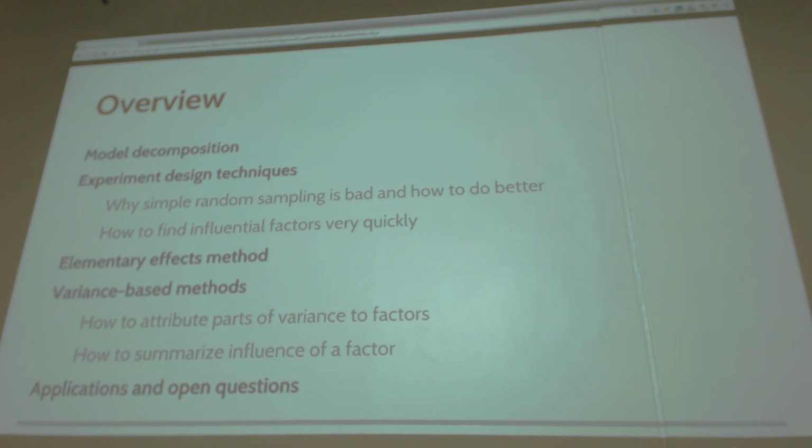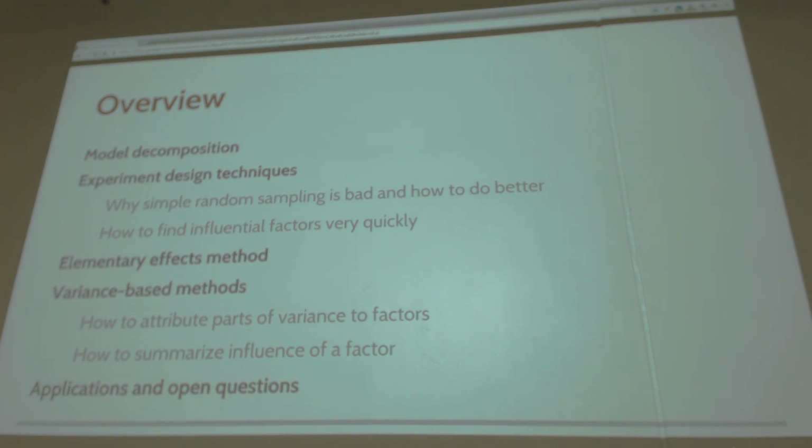And alongside experiment design, we'll also talk about how to find influential factors extremely quickly. This will be one of the most amazing things that I learned from this book. It turns out that, for example, if you have a model with 1,000 parameters, you don't even need 1,000 measurements to throw away the unimportant ones. You can do with fewer than 1,000. How exactly that is done? Stay tuned. Then we'll talk about the elementary effects method, which is one particular method for quantifying the sensitivity with respect to a single parameter.